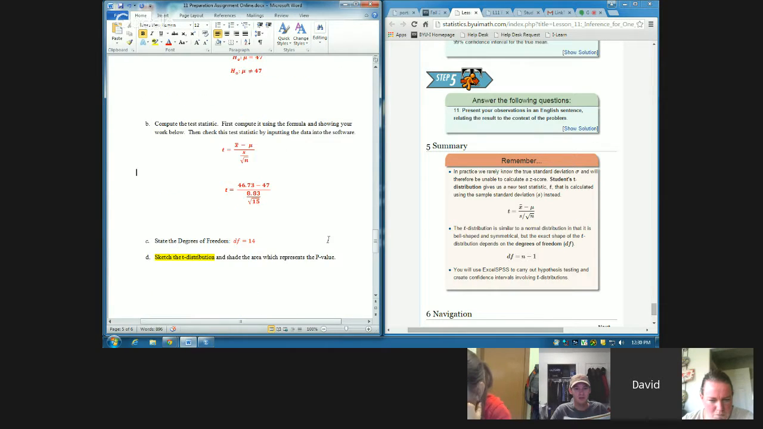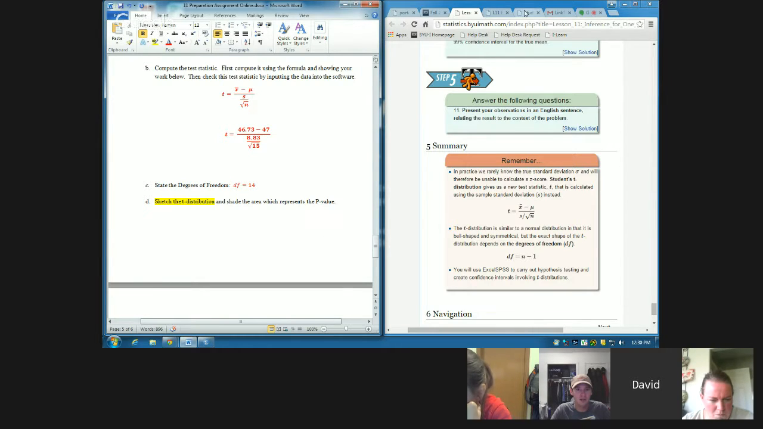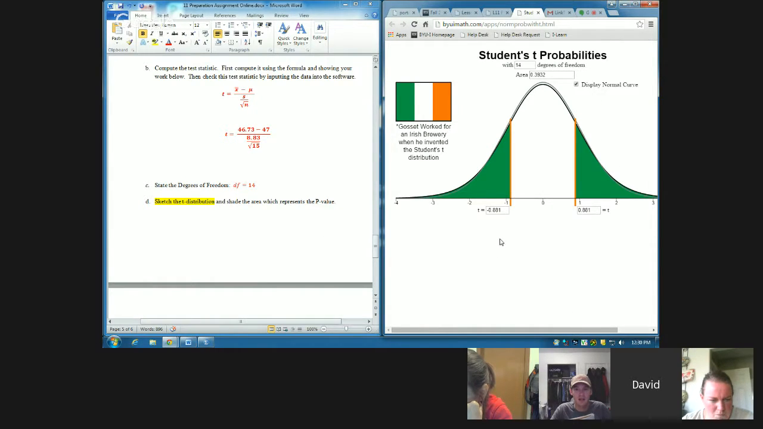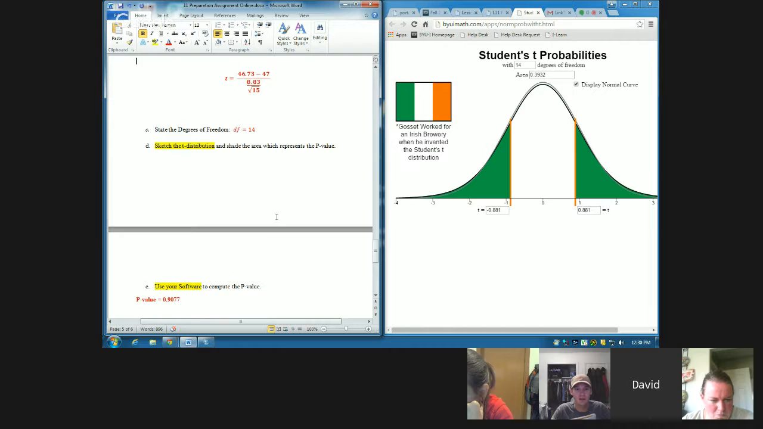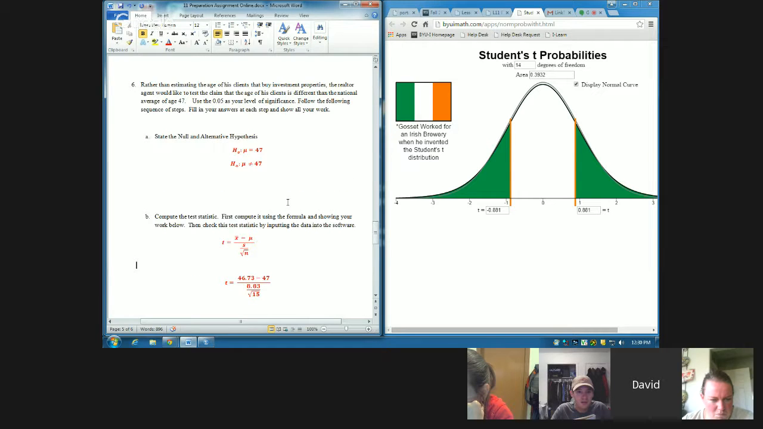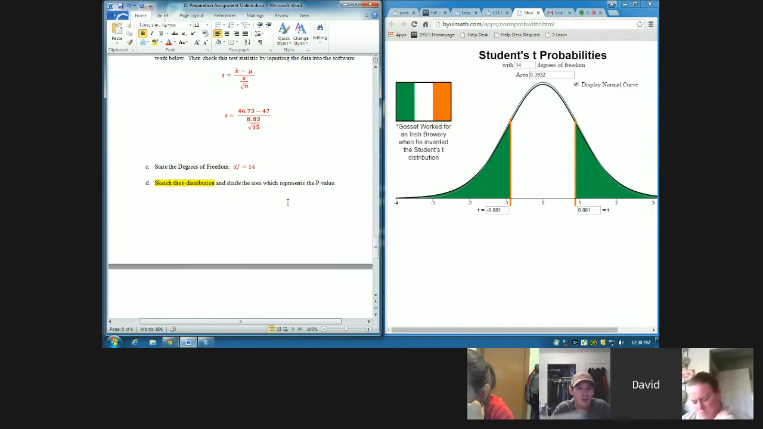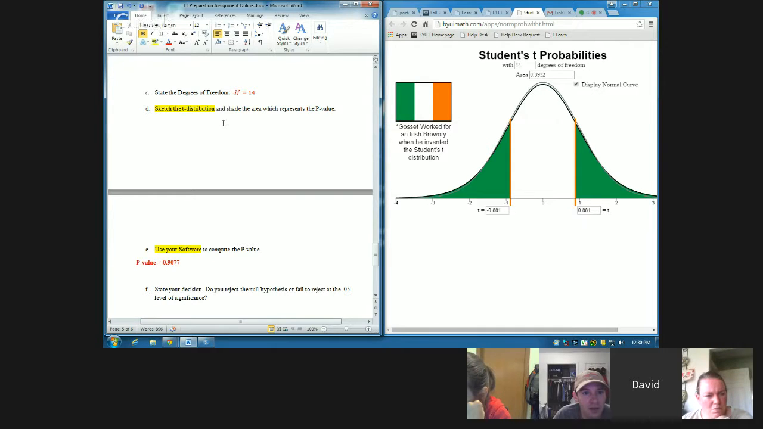Wait, what's that? So that website you had up with the T distribution? This one? Yeah. So you have it right because you shaded the tails on it. That's what you're supposed to do. That's what it's asking. And that's the p-value? So, and then, go ahead. We'll scroll down to D. So yeah, it says sketch the T distribution, shade the area that represents the P value, and the P value is to shade both of the tails. And so that's basically what it's just asking. You just shade the tails.